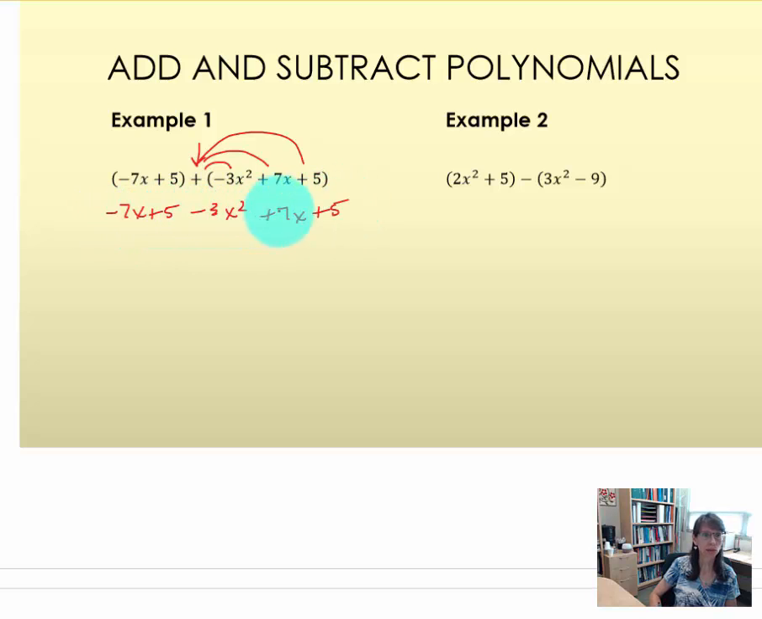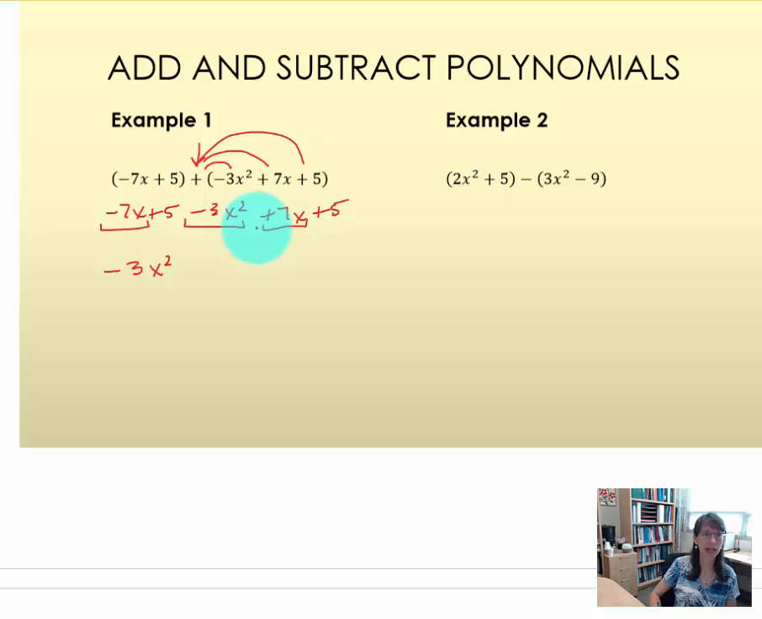Scanning, I'm looking for like terms to combine. I see that negative 3x squared is the only term with x squared. So I start with that highest degree term. Remember, degree is just another name for the exponent. Next, I'll look for my first degree terms. I've got a negative 7x and a positive 7x.